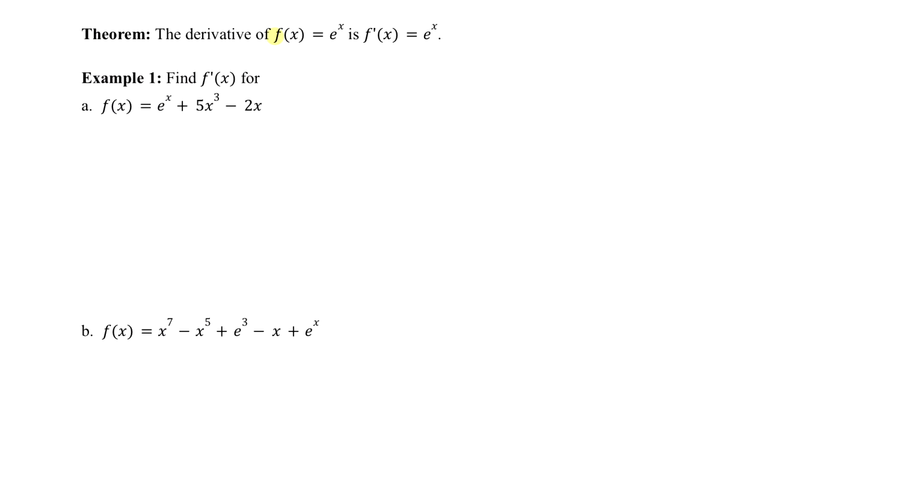So we're going to start off with the exponential function here. It says the derivative of f of x equals e to the x is, well, f prime of x equals e to the x. So this is a really neat function in that the derivative is the same as the original function. If I take the derivative of e to the x, it doesn't change. It's still just e to the x.